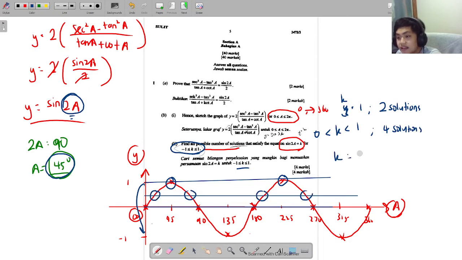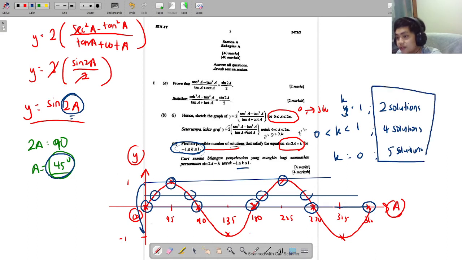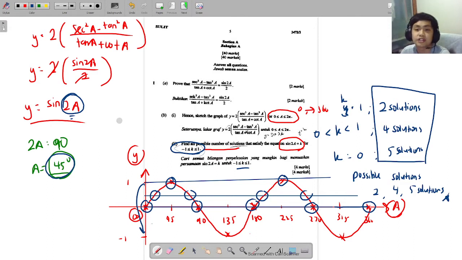And when k is equal to 0, we know there are 5 solutions, because there is 1, 2, 3, 4, 5 solutions. Didn't draw all the way here. So ultimately, we have 3 types of solutions. We don't talk about the one below because we are going to get the same type of answers below as well. So therefore, our possible solutions in this case would be 2 solutions, 4 solutions, and 5 solutions. So this is question 1 done.